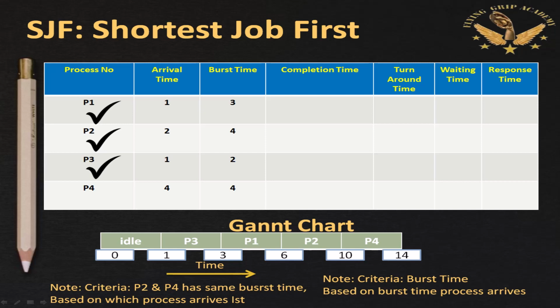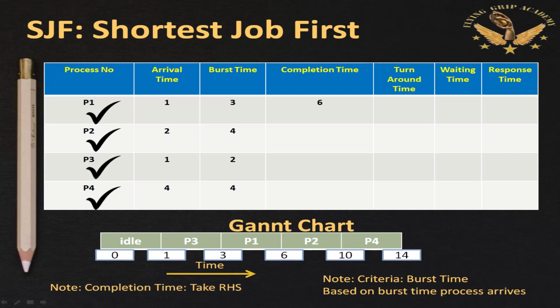the completion time. For the completion time, we are going to take the right hand side. So what is P1? P1 right hand side is 6, so we have entered the completion time as 6. Next P2. What is P2 right hand side? 10. So P2 right hand side is 10, and we have marked 10. Next P3. P3 right hand side is 3 and we have marked 3. P4 right hand side is 14 and the value will be 14.